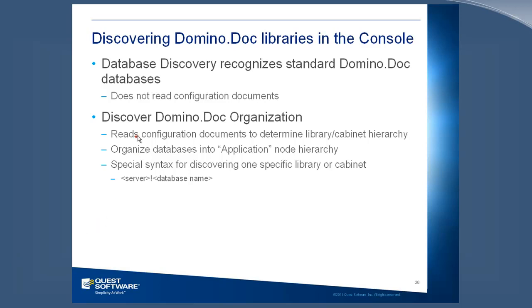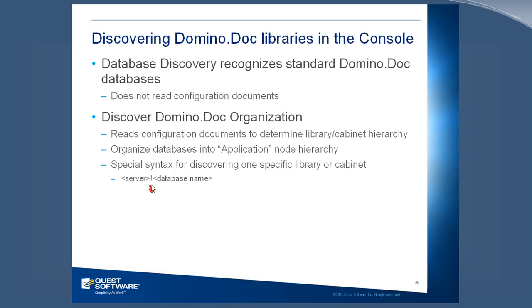We have a special discovered Domino.Doc organization, which will actually go read the configuration documents and determine which databases are the library database, what's a cabinet, and what's binders within the cabinet, and so on. And we'll organize all this for you into an application node hierarchy. So again, on that applications tree, you'll see a list of all the Domino.Doc libraries, and within that, all the cabinets, and so on.